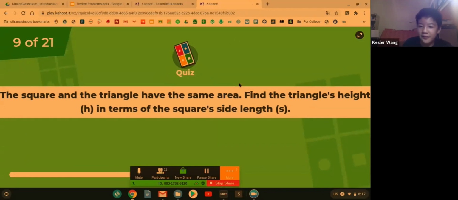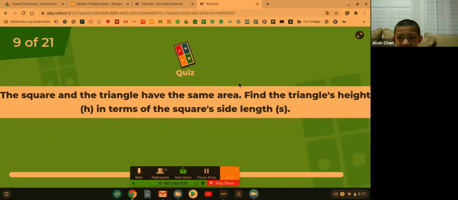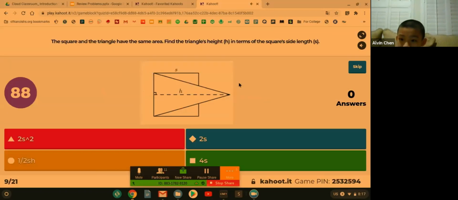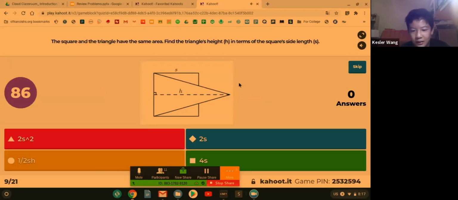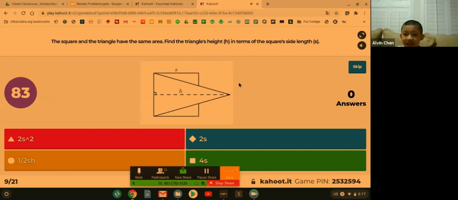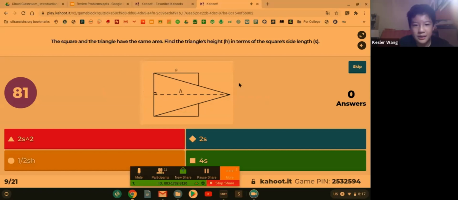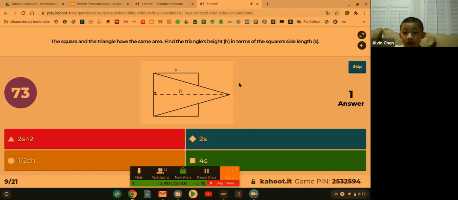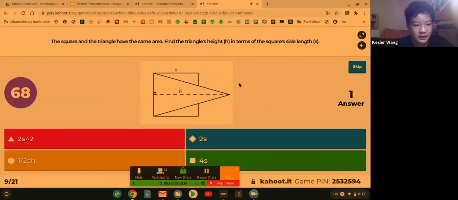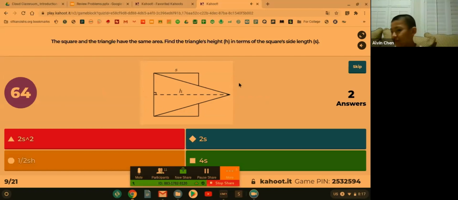The square and the triangle have the same area. Find the triangle's height h in terms of the square side length s. Was that necessary? Why can't it be? Find the triangle's height in terms of s. What is the side length? The side length is s. Just imagine s is 1 and then find h.